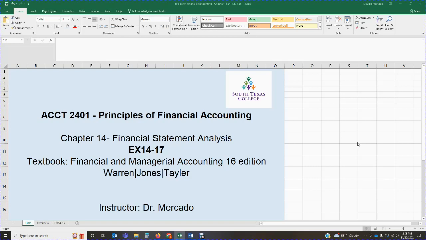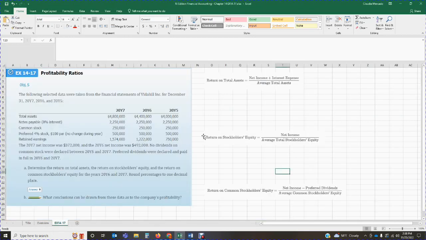Okay? There are basically two main types of techniques used to analyze a company's financial performance and condition. One of them is analytical methods and the other one is ratios. Okay. Now in this particular lecture, we are going to be covering exercise 14-17, which deals with profitability ratios. So this is the problem that we're going to be covering.